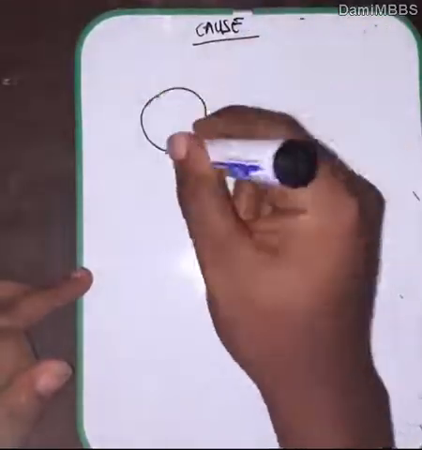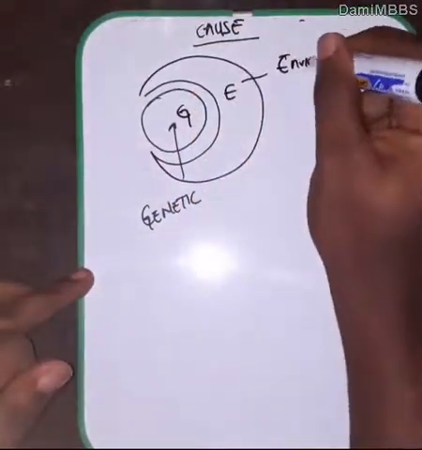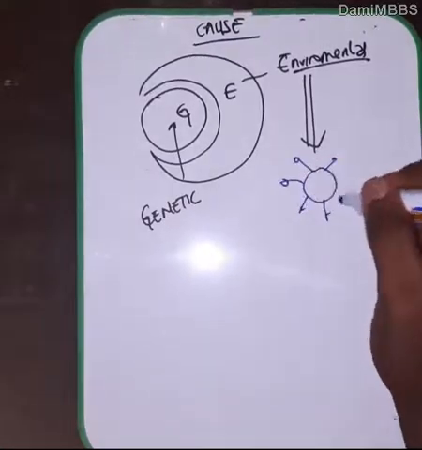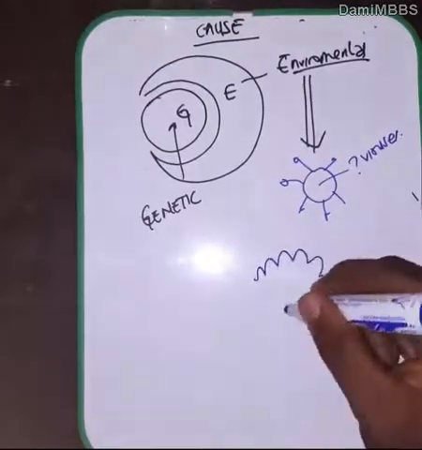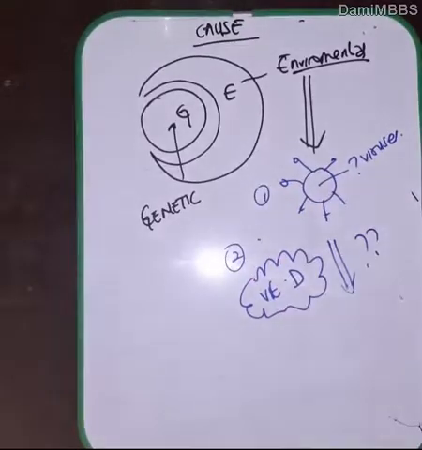Moving on to the causes. Causes could be genetic or environmental. It's usually an interplay of genetic and environmental factors. And some scientists have attributed viral infections and the reduction in the amount of vitamin D.